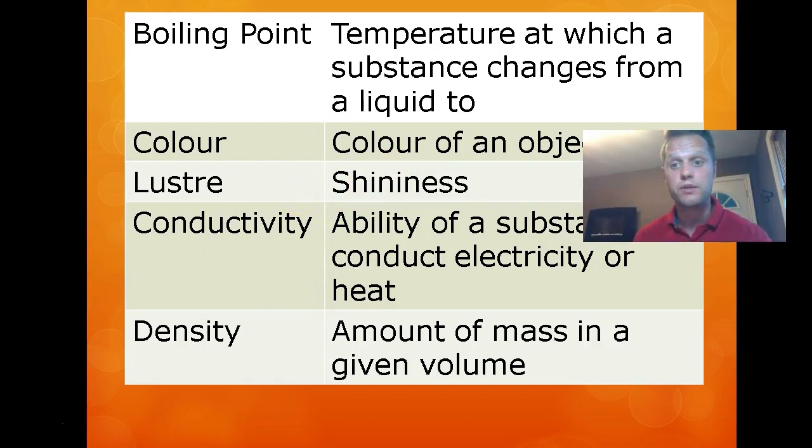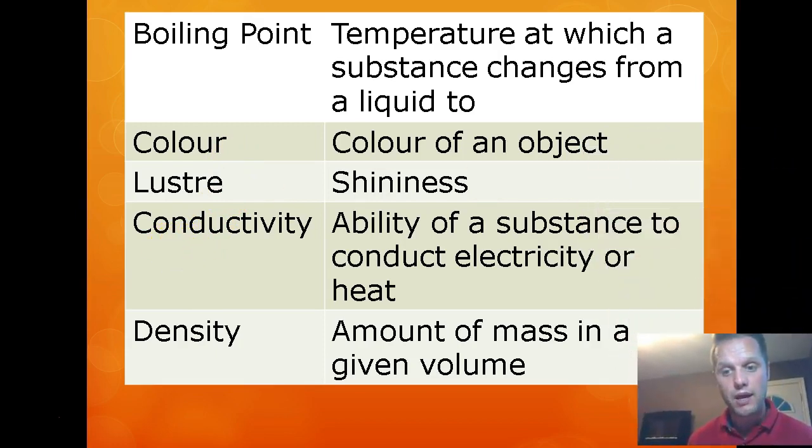We can also describe the boiling point of a substance, which is the point where something boils. Water boils at 100 degrees Celsius. Ethanol, which is alcohol, will boil at 68 degrees Celsius. It's just a way to describe something. The color of an object is a form of a physical property. Luster, how shiny something is. Conductivity, how well it conducts electricity or heat.